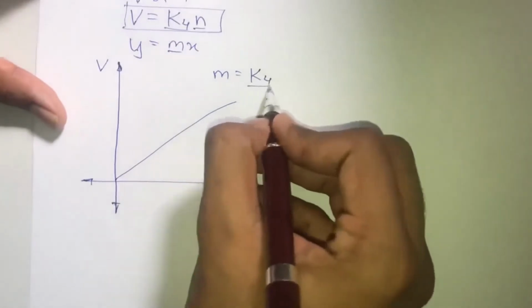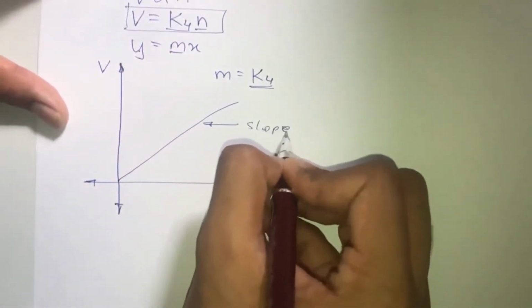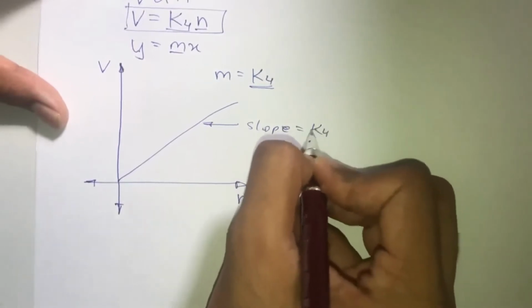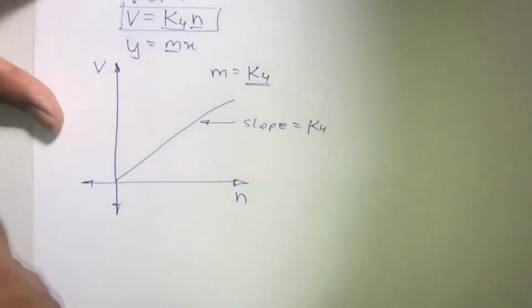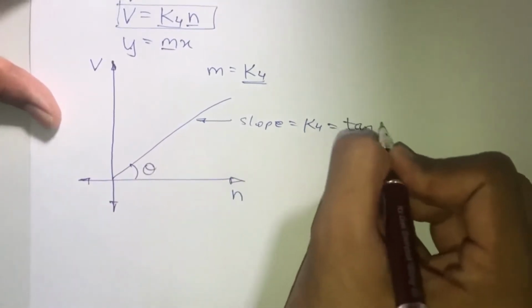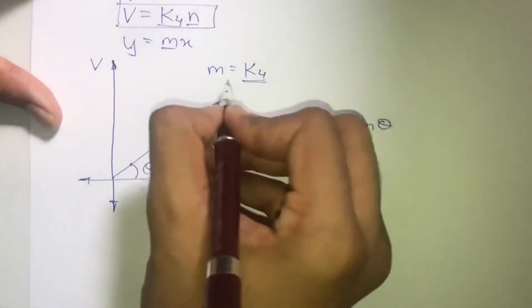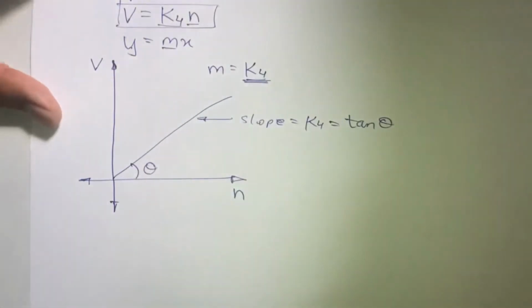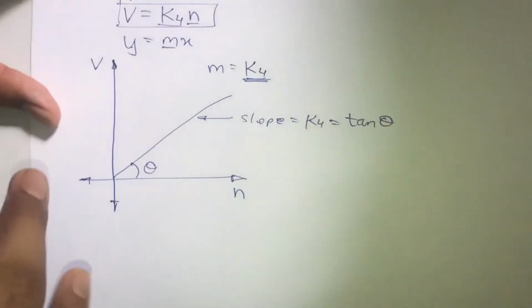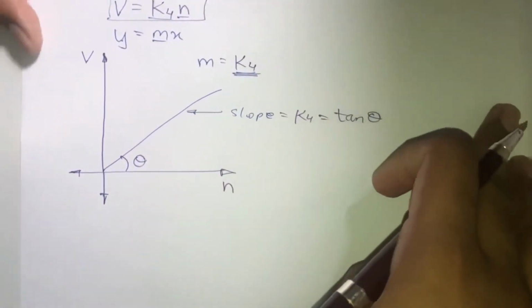And how can you find the value of the slope? What is your slope? Slope is nothing but k4. How can you find the value of k4? By simply taking the tan theta of this. So by just taking tan of this angle, you can find out the value of k4. Is this clear? And this k4 is nothing but the slope of your line.